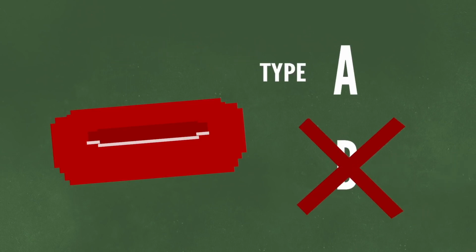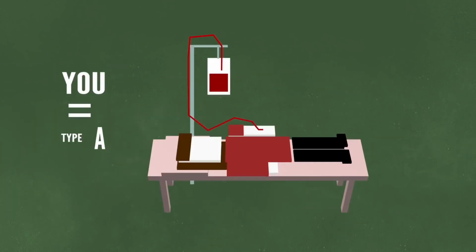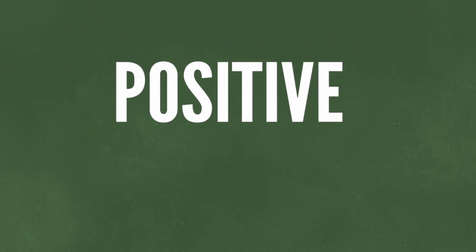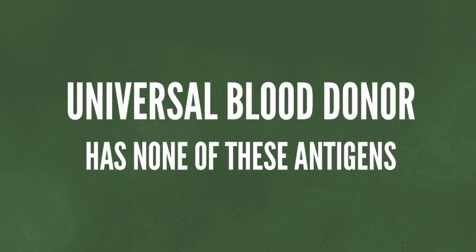This is why you have to be careful if you get a blood transfusion. If you receive someone else's blood that's a type B, your immune system will attack that blood thinking it's a foreign object. Lastly, if you hear the word positive at the end of your blood type, you have an additional antigen called the Rh factor. A universal blood donor has none of these antigens, which makes someone with O negative blood very valuable.